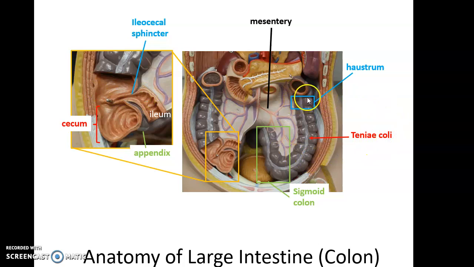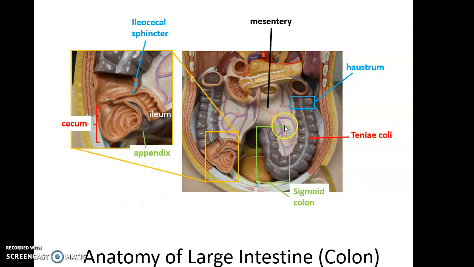All right, this strip of whitish tissue running along the length of the large intestine, that is smooth muscle tissue, and it's called the taenia coli. Contractions of the taenia coli form these little pouches, which are referred to as a haustrum. So one haustrum, many haustra. So here's a haustrum, here's a haustrum, here's a haustrum.